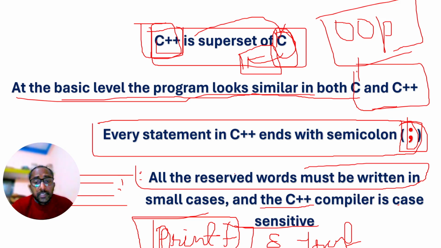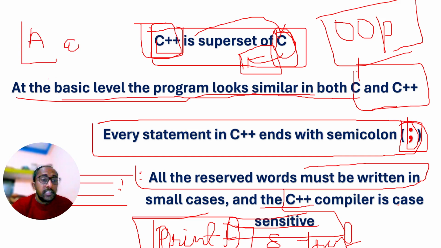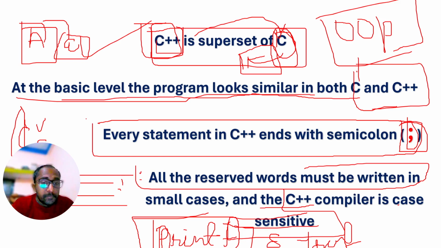And the C++ compiler is case sensitive. It means it understands that a small a and a capital A are different. Our compiler understands both are different. Case sensitive means small c and capital C are both different variables.